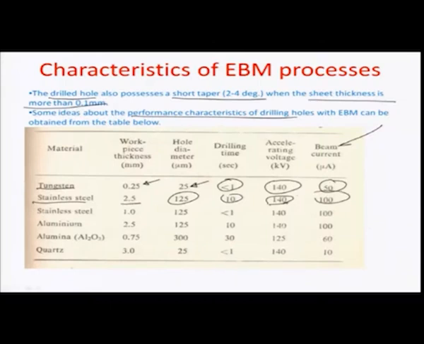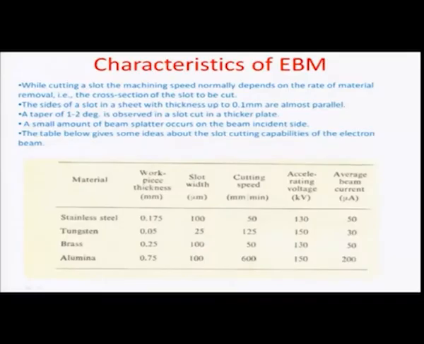Similarly, for stainless steel, the thickness changes to 1 millimeter, hole diameter 125, and the drilling time is still less here, less than 1 second, using similar beam parameters, 140 kilovolt accelerating voltage and 100 microamp beam current. So in a way, this workpiece thickness defines a lot of the machining time, as can be seen here. Some other materials are, for example, aluminum, alumina, and quartz, and their respective times have been mentioned in this particular table. So that is how you are placed as far as the e-beam process parameters go.